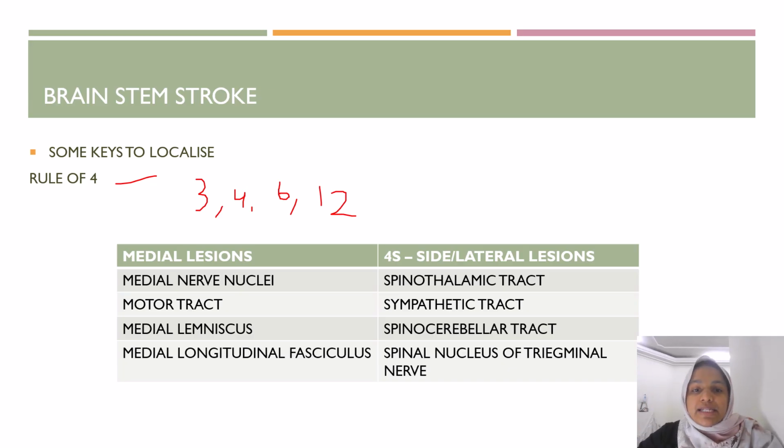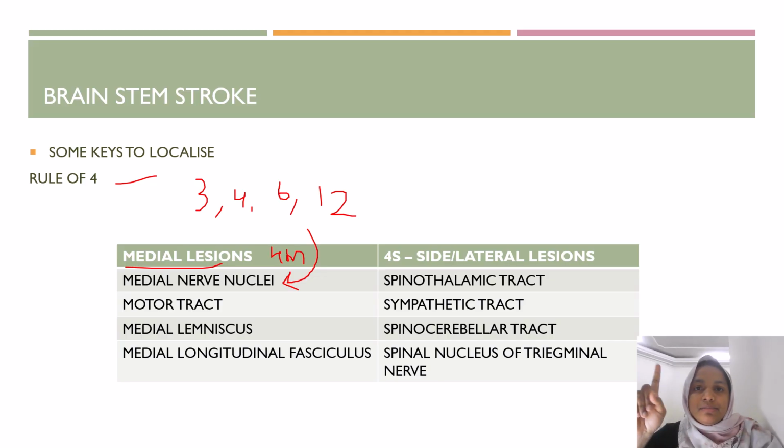So again, if there is 3, 4, 6, 12 involvement, that also indicates it's a medial lesion. So medial cranial nerve nuclei, which are 3, 4, 6, 12, indicate that it's a medial lesion, because we just don't want to localize it to whether midbrain, pons, or medulla. We have to know whether it is medial midbrain or lateral midbrain. So for medial sided lesions, again, there is 4M. These are rules of 4.